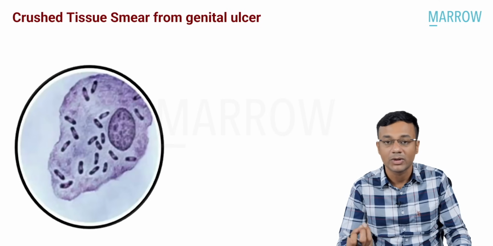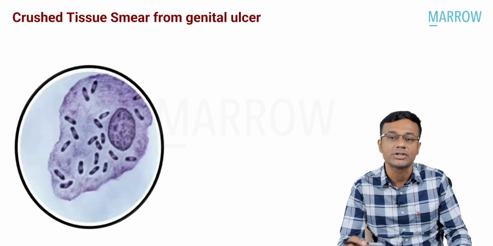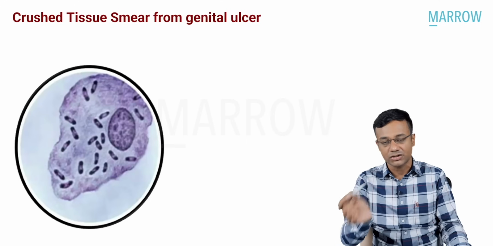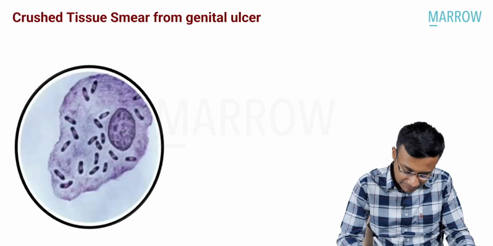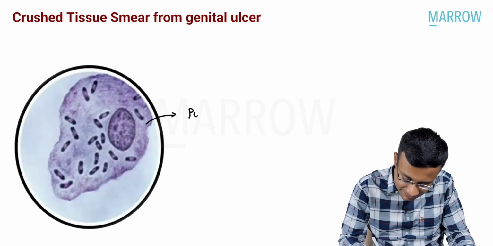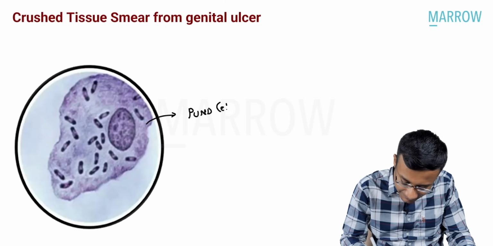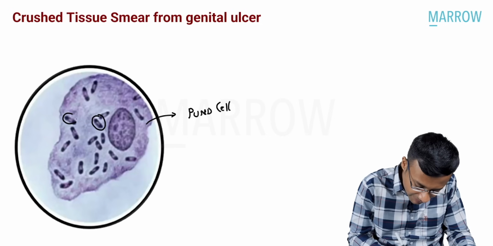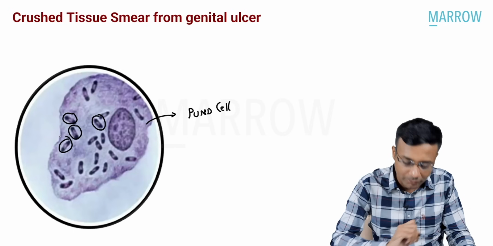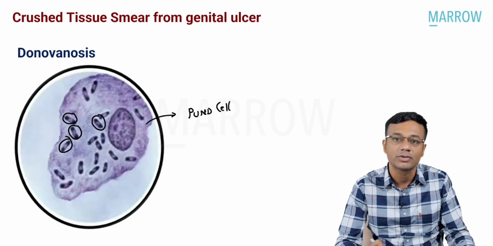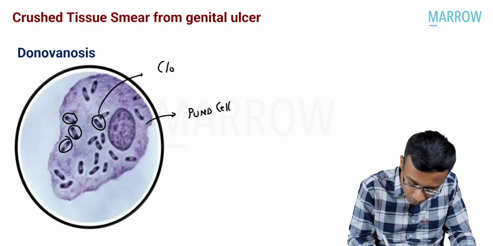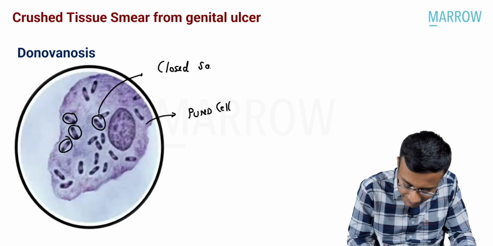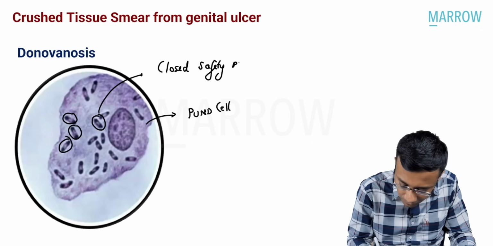And lastly, when you have a beefy red genital ulcer, what you do is you take a crushed tissue smear. You take the tissue, you crush it between two slides and you examine the slides. If you get this large monocyte, which is called a Donovan cell (Pund cell), and inside the cell, you can see the organism which shows bipolar condensation of chromatin. We are talking about donovanosis, and this bipolar condensation of chromatin is called closed safety pin appearance.